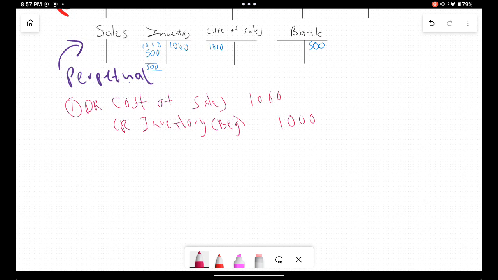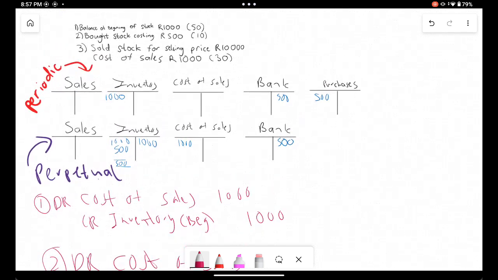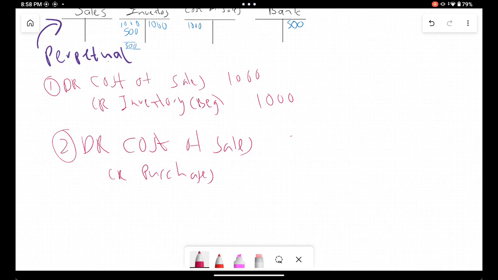And now the second transaction will be debit cost of sales again. So you see debit cost of sales again, just remember. And now you might be thinking what we're going to credit. We're going to credit purchases. Now I want you to really think what we're doing here, right? Crediting purchases will literally make the purchases account zero. So debit cost of sales, credit purchases. What's the amount? You basically need to work out how many rands you purchased over here. Bought stock costing 500. Are there any other purchases? No. So 500.